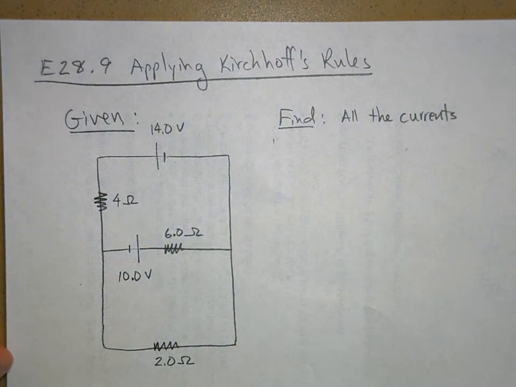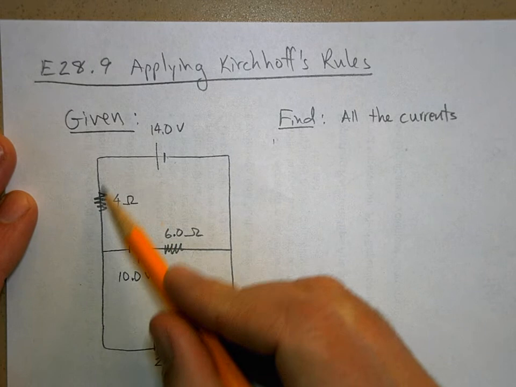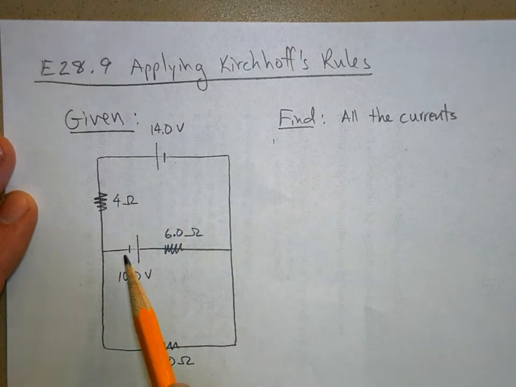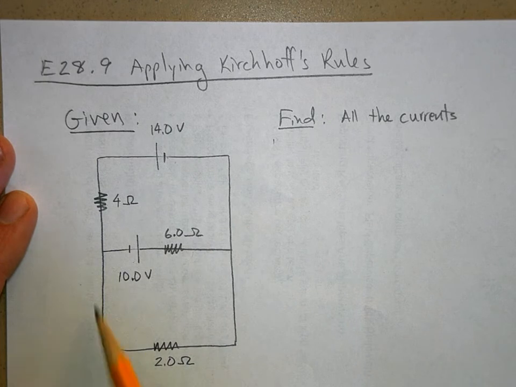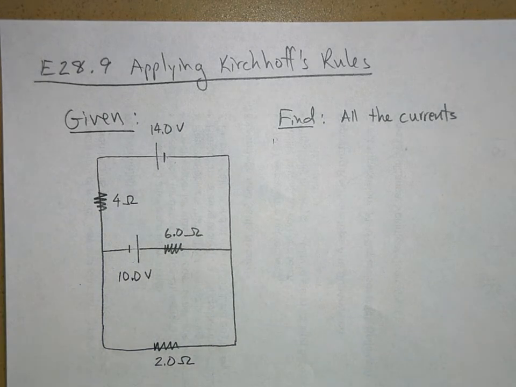But unlike the last example we did, this isn't just one loop. This is more complicated. We've got 3 different currents in this circuit, and that's what we want to find. So we want to find the 3 currents in the 3 different branches here. We've got this branch right here, we've got this branch, this wire, and this. And they all have different currents. And so to solve a circuit means to find what those currents are.